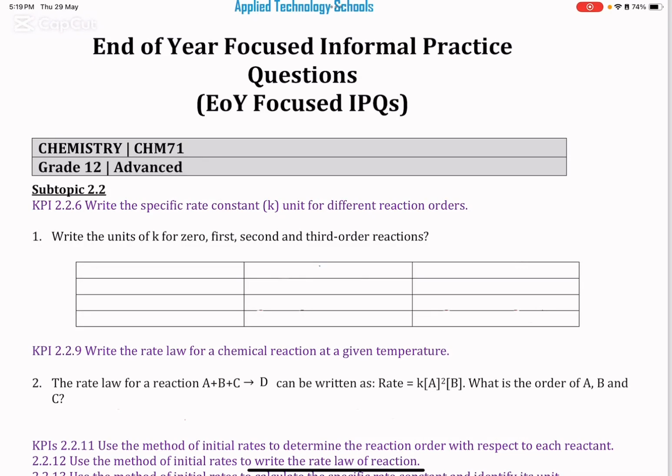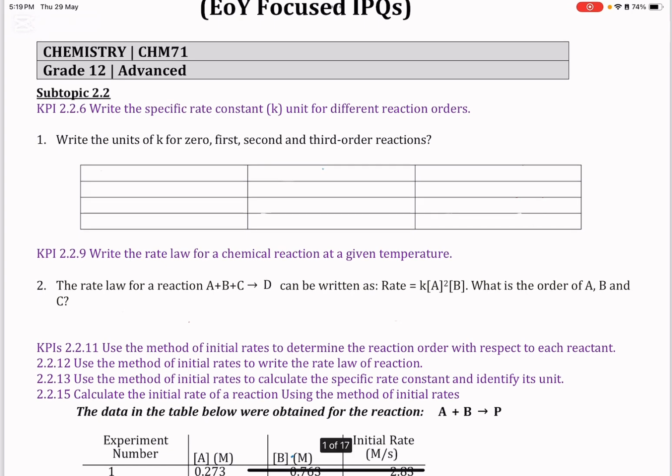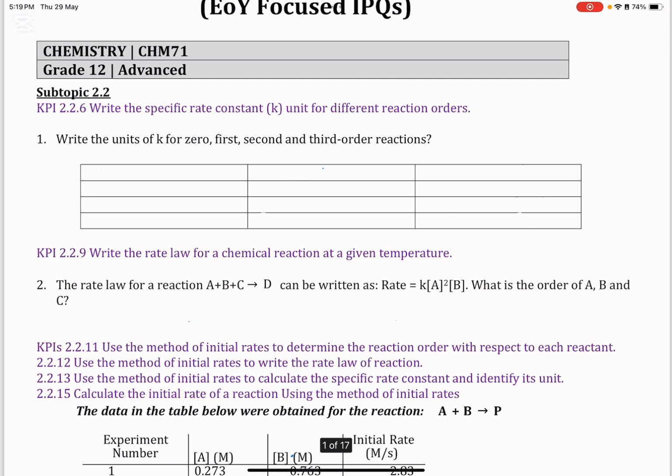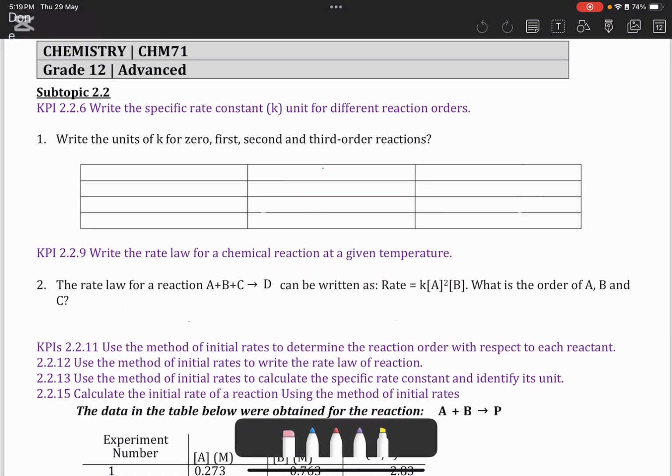The focused questions for the grade 12 advanced end of year exams. We start with the term 1 materials. The first question is to write the unit of K for the 0, first, second, and third order.